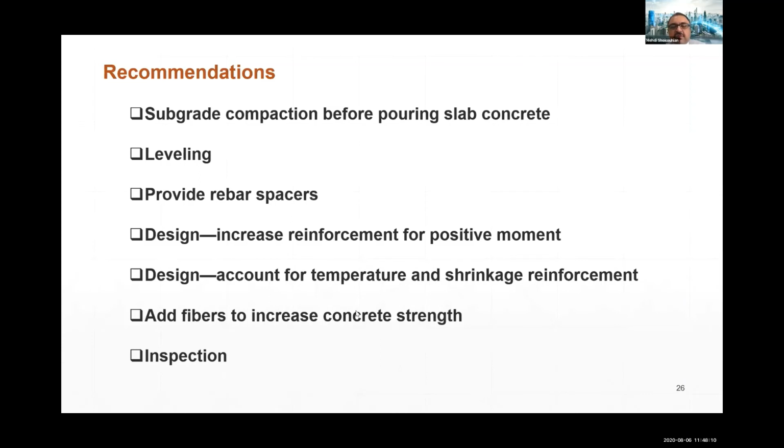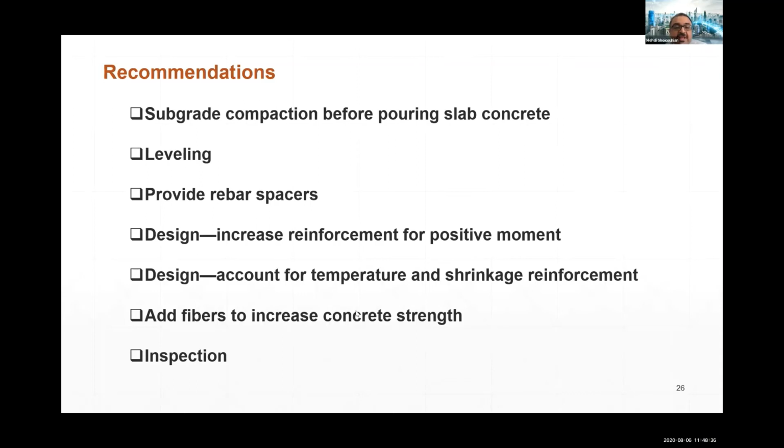exactly where a designer is supposed to see those reinforcements in the concrete section. So in terms of the design, increase reinforcement for positive moment. We have to increase that by 49%. Another thing is to account for temperature and shrinkage reinforcement, as indicated in ACI 318.